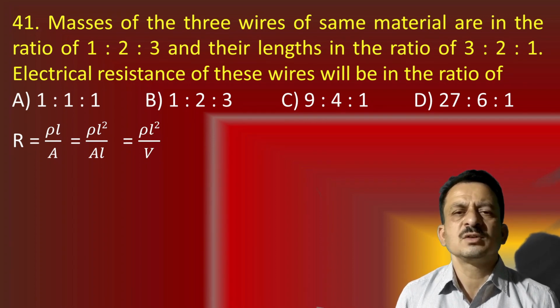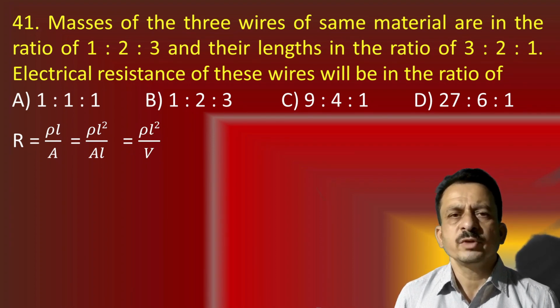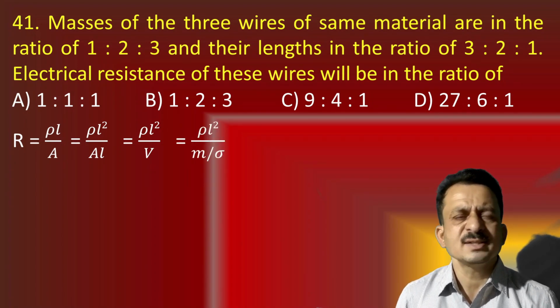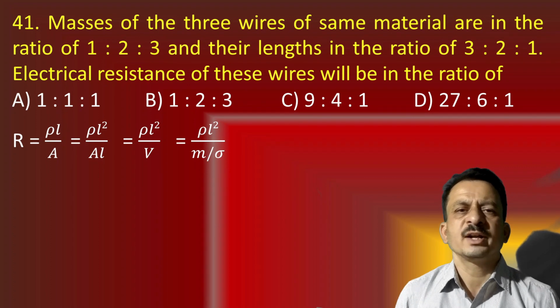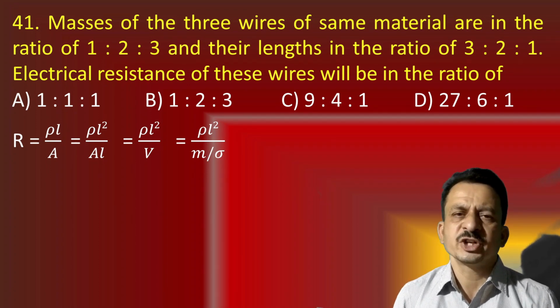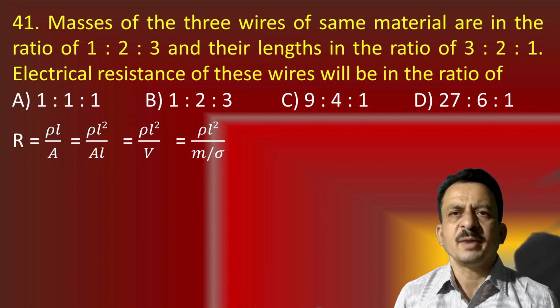We know that mass is equal to density into volume. Therefore, volume is equal to mass by density. Here it is m by sigma. Instead of rho, I have taken density as sigma here. So from this relation, the resistance of a wire is directly proportional to the square of the length and inversely proportional to the mass, or proportional to L square by m.